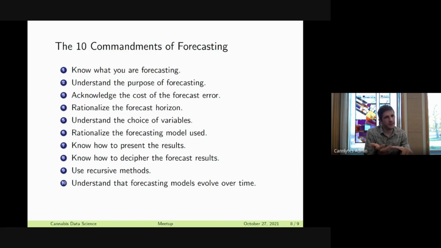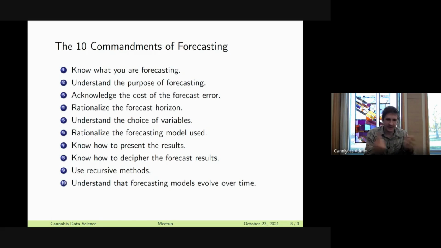Which forecasting model were we going to use? We've talked about this where we were trying the theoretical approach, not working very well for us. We're going to try the atheoretical VAR approach. Of course, we need to present our results, right? A nice time series visualization would be wonderful. You need to know how to decipher the results, right? So that's when we're talking about, okay, if sales are going to increase, right, it would be nice to know about what percentage they're going to increase.